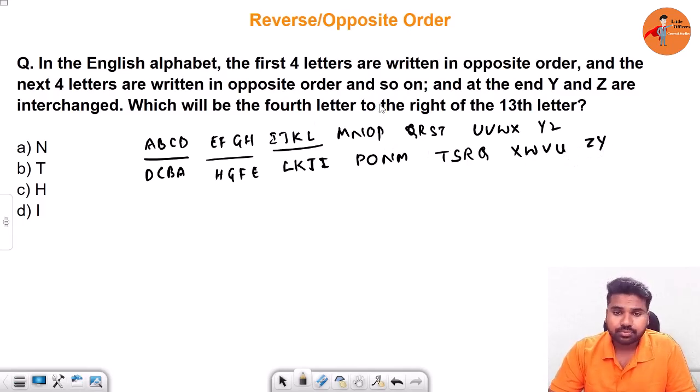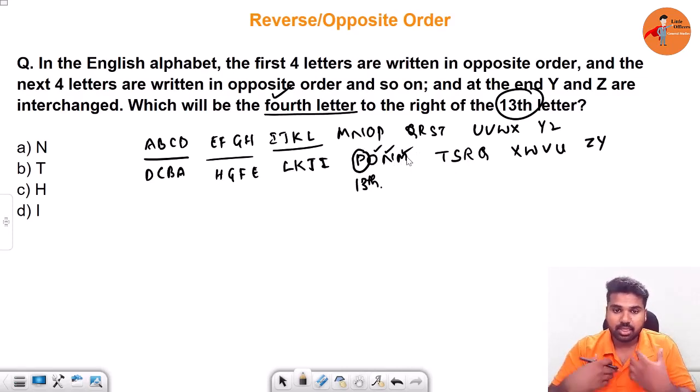Now what is being asked? At the end Y and Z are interchanged. Of course, we have done the interchange by writing ZY. Which will be the 4th letter to the right of the 13th letter? First let us find the 13th letter. So 4, 4, 12. This is the 13th letter. P is the 13th letter. And to the right of it, we need to find the 4th letter. So what will come? 1, 2, 3. This is the right side. Okay, 1, 2, 3, meaning looking from the front, this is the right side. 1, 2, 3, 4. So the 4th letter to the right of the 13th letter after this arrangement is T.